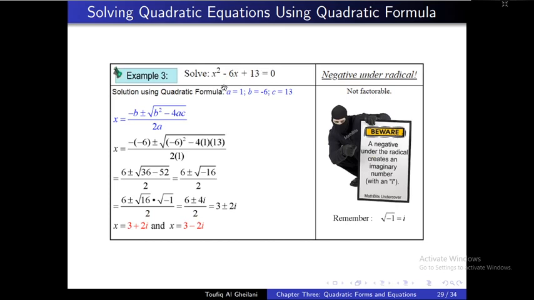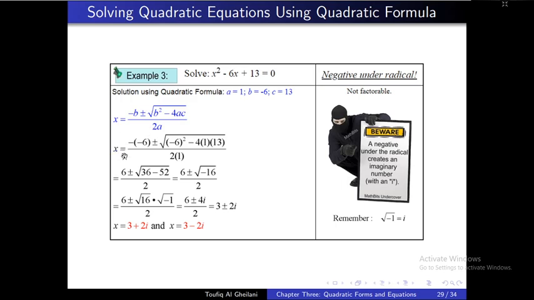Here is another example, solve x squared minus 6x plus 13 equals 0. So I have to write the value of a is 1, because the coefficient of x squared is 1. b is minus 6, why? Because the coefficient of x is minus 6. The value of c is the constant term, which is equal to 13. Then I write the quadratic formula, x equals minus b positive or negative square root of b squared minus 4ac, divided by 2a.